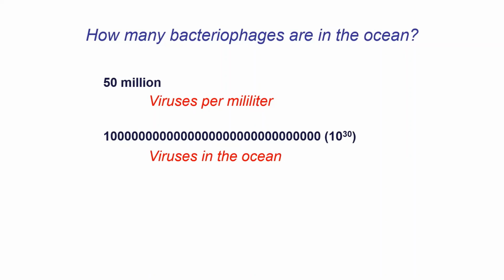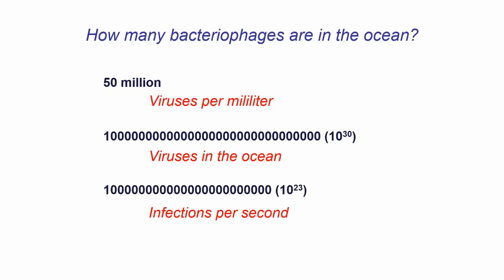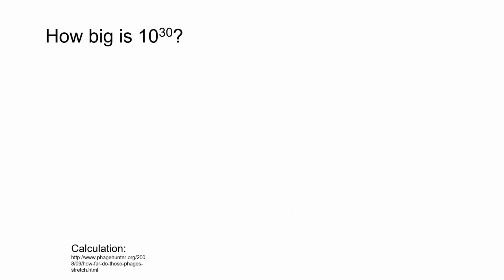I'll show you how big this number is, because I saw somebody talking at a conference about this, about estimating this kind of number. That's about 10 to the 23 infections per second, which is about Avogadro's number, if you remember your chemistry, which is a massive, massive number. But how big is 10 to the 30?